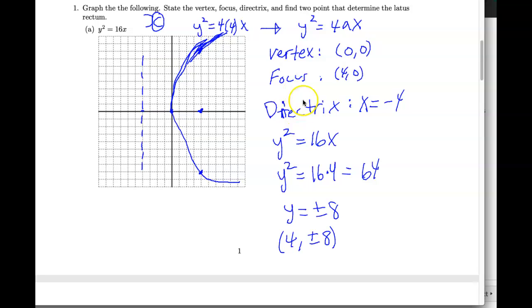And here's how I would like to see you do these graphs.